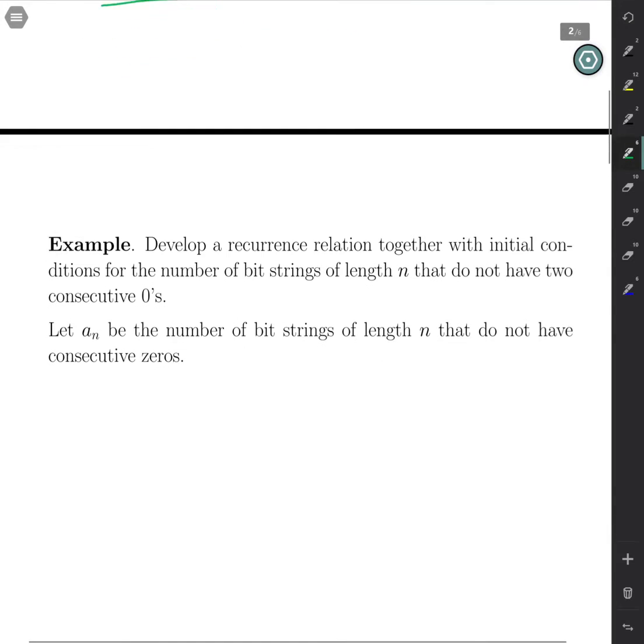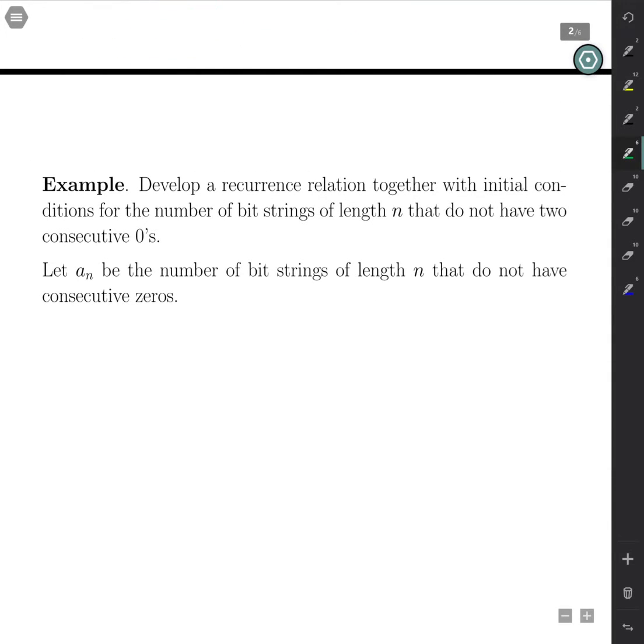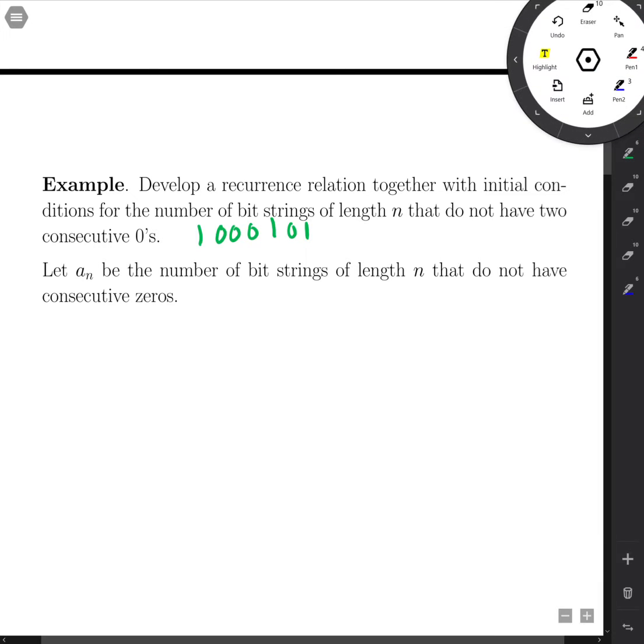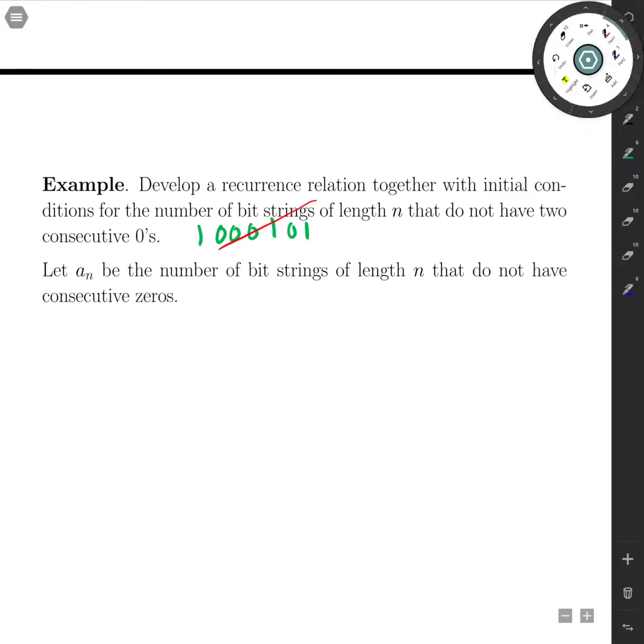So let's take a case that was done in one of the in-class exercises. Let's develop a recurrence relation together with initial conditions for the number of bit strings of length n that do not have 2 consecutive zeros. So something like 1, 0, 0, 0, 1, 0, 1 would be disallowed because it has 2 consecutive zeros. In fact, it has 3, but it has at least 2 zeros, one after another. So let's see how that works out if we look at this problem here.